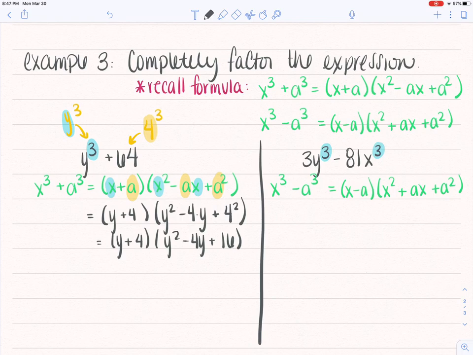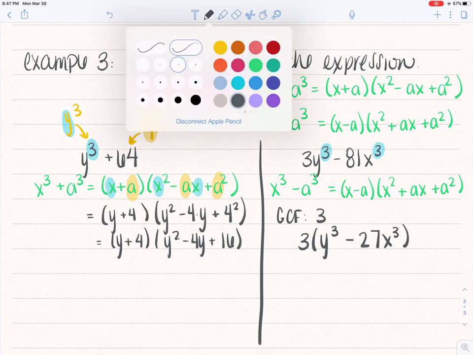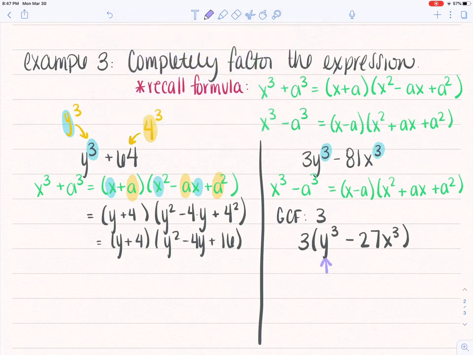In the second one, this one's a little bit more challenging because I have a GCF first. So 3 and 81 actually have a 3 in common. So before I do anything, I want to take out a GCF of 3. So I'll have 3. When I divide that thing out, I'll have y cubed minus 27 x cubed. Now I need to rewrite this to match my formula. So of course y cubed is going to stay. 27, though, I can write as 3 cubed and then my x cubed.